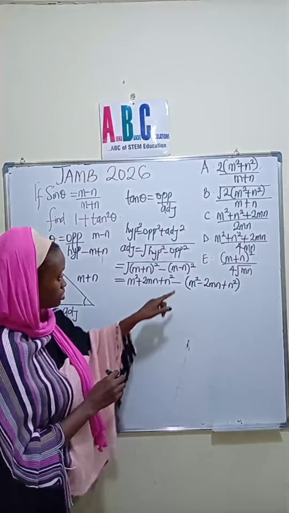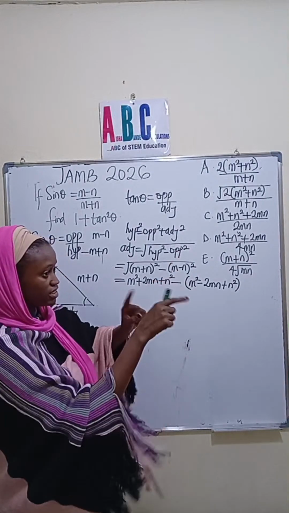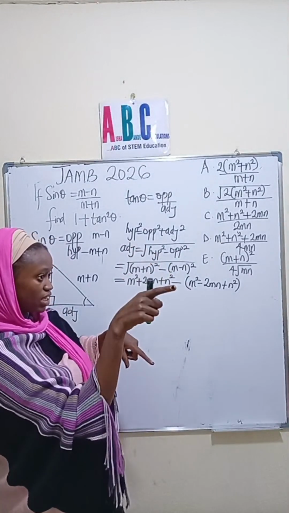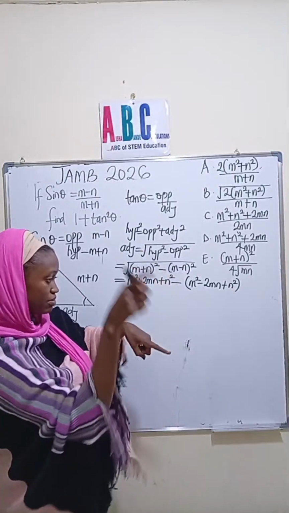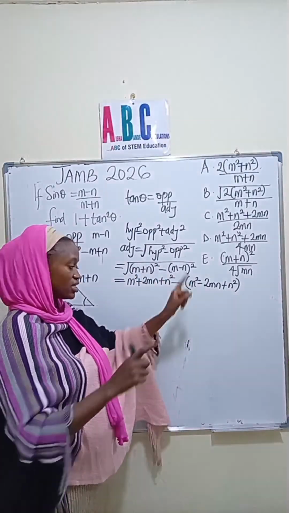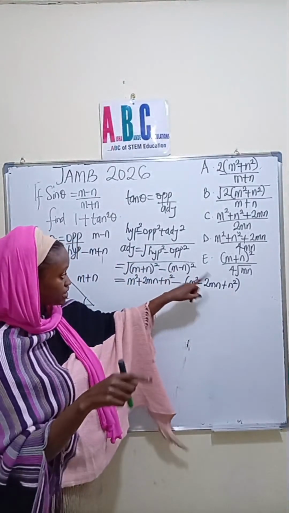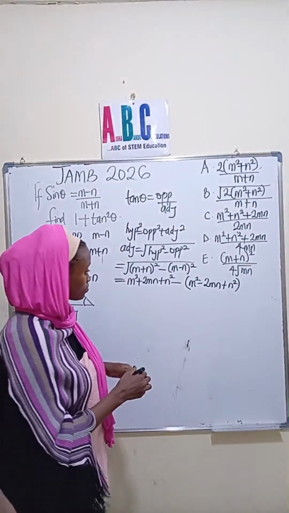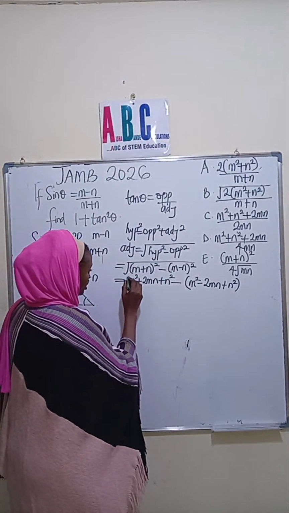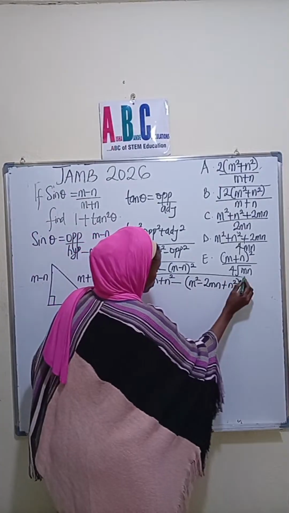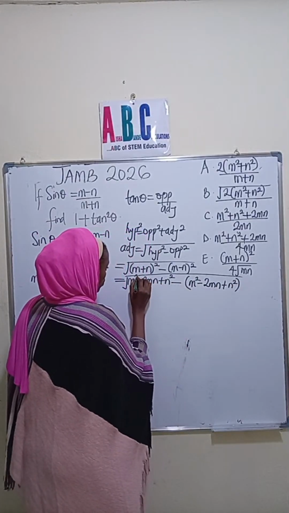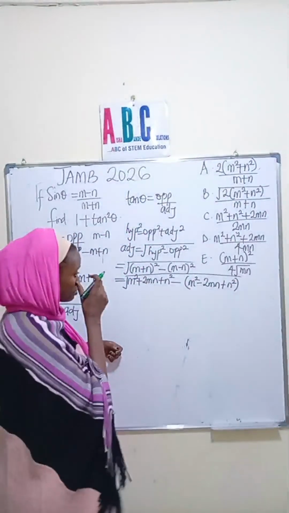M square, M times M times N minus Mn minus Mn. That is minus 2mn. Minus times minus plus N times N square. Is correct, right? So we have a square root here. Let's not forget the square root. Guys, don't forget, keep tapping, please.